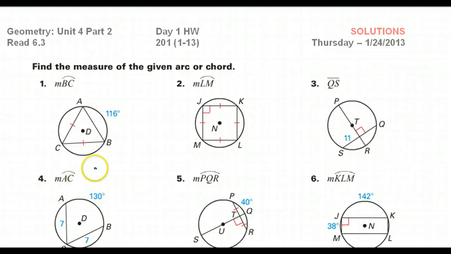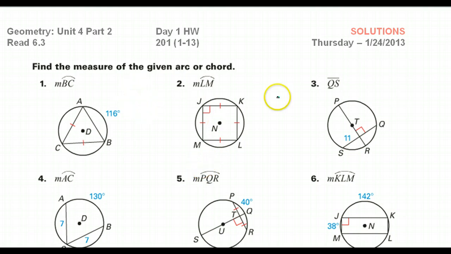This is day 1 of Unit 4 Part 2, which is still Unit 4 because we're still talking about circles and other things that are round, spheres, which will be coming up in Part 3. But we are moving away from just talking about angles and arcs to include chords. We're going to start talking about the relationships between these segments that go from one side of the circle to the other. They're called chords.